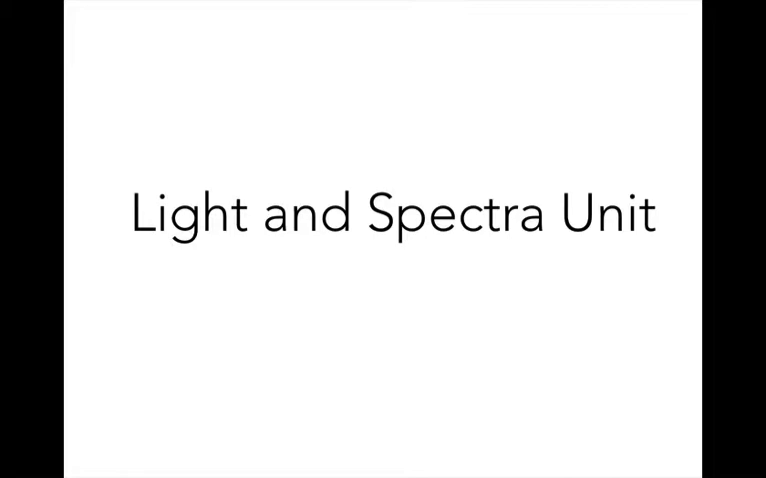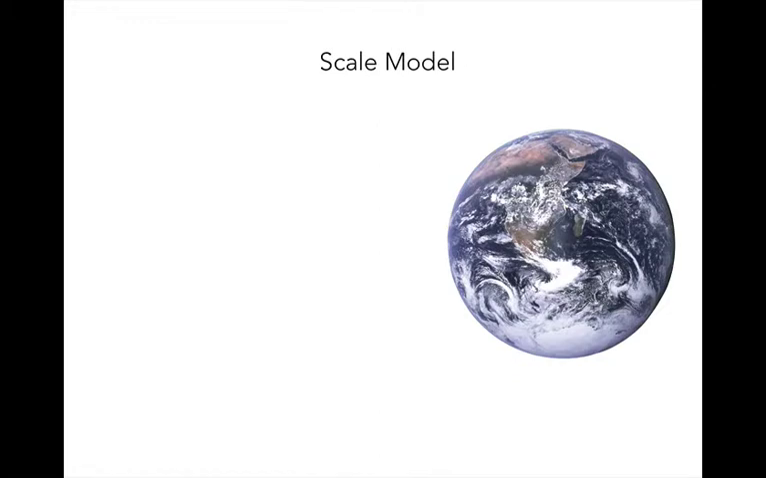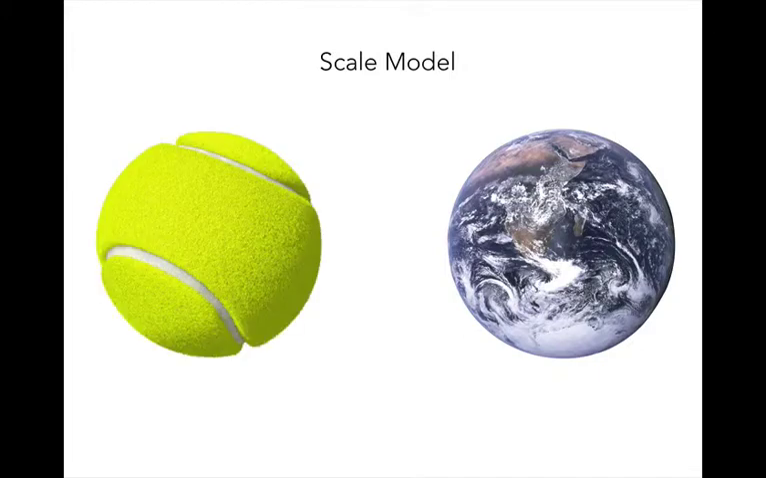Let me demonstrate why light is important by building what we call a scale model, a tool that will be very important for us in putting objects in the universe into contexts that we can wrap our brains around. In this first scale model for the course, I'd like to represent the Earth with a tennis ball. This means that we're imagining shrinking the entire enormous spherical Earth down to the size of a tiny tennis ball.